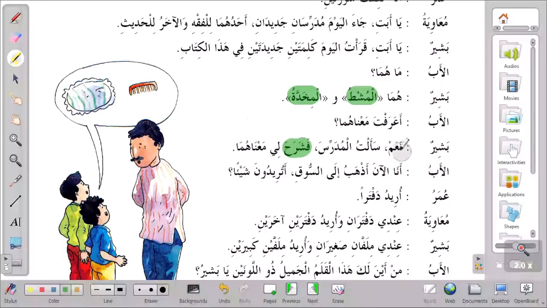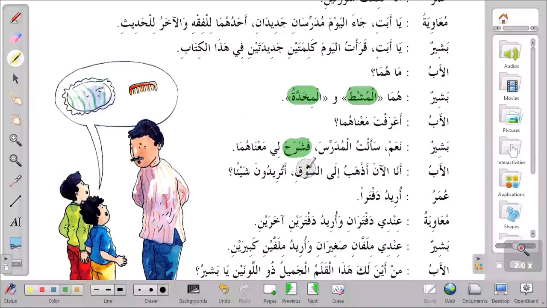So the father says something about going to the market. Al-mushtu is the comb. You can see it here, the one used to comb your hair. And then al-mikhaddatu is the pillow that you have on your bed. You sleep on it. That's the pillow, the mikhaddatu.